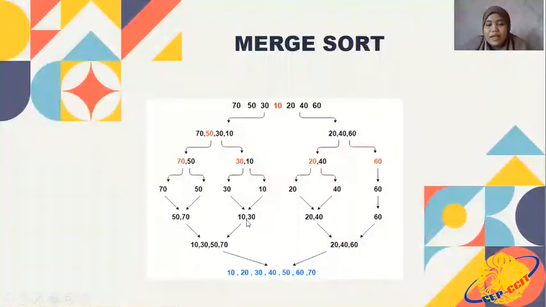Now, on the right side we get 10 and 30. After we get the members, we combine and sort again, and we get this result. How can we get this result? We combine 50 and 10. And we know the smaller is 10, so we put the 10 in the first place.